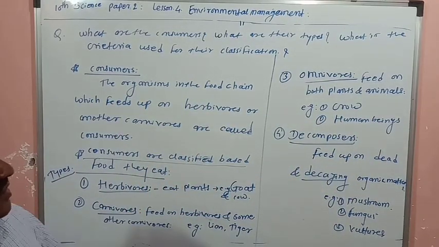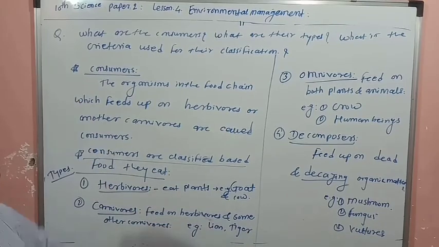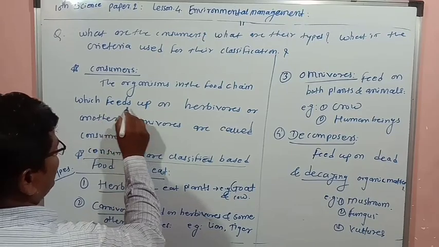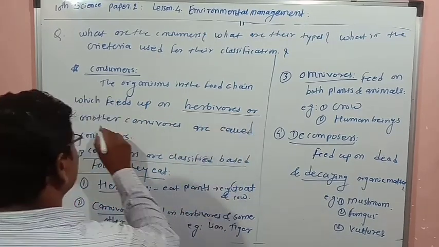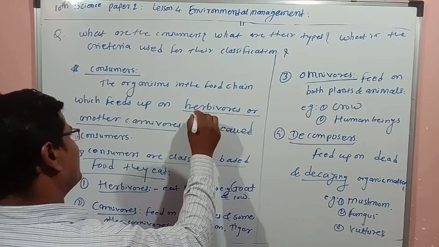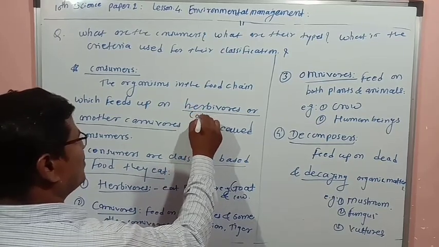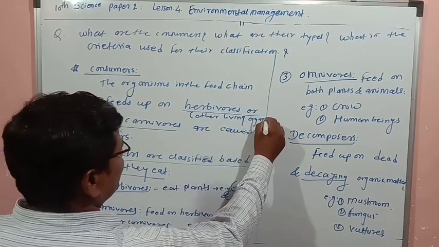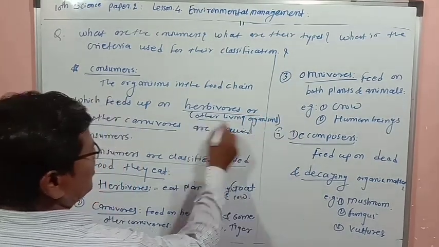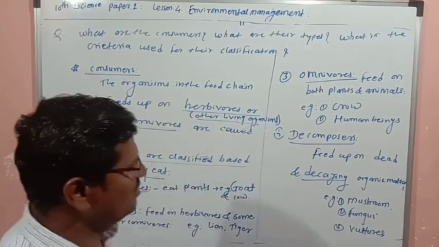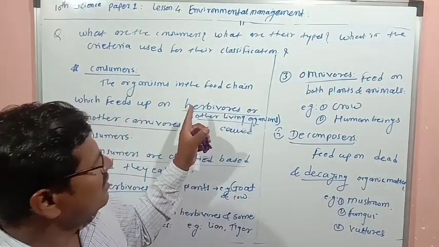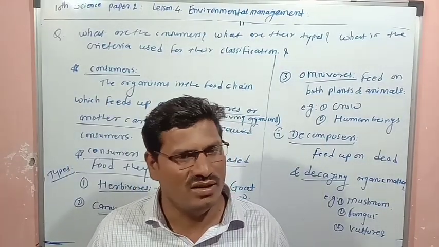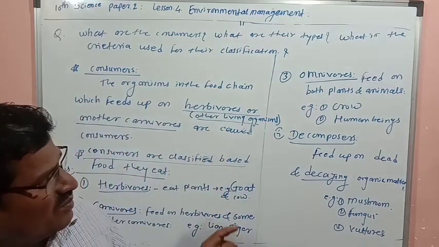So this is the classification of consumers, which feed upon herbivores, carnivores, or other living organisms. So you have understood the classification of consumers.